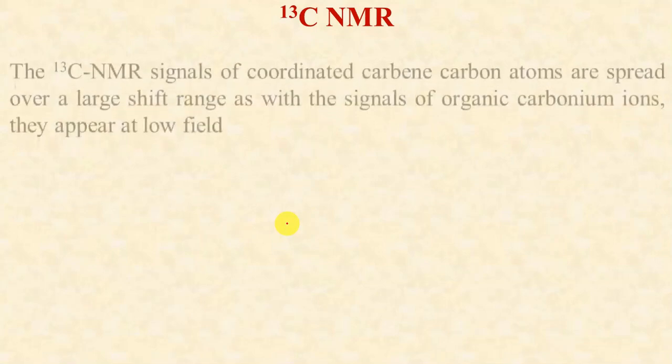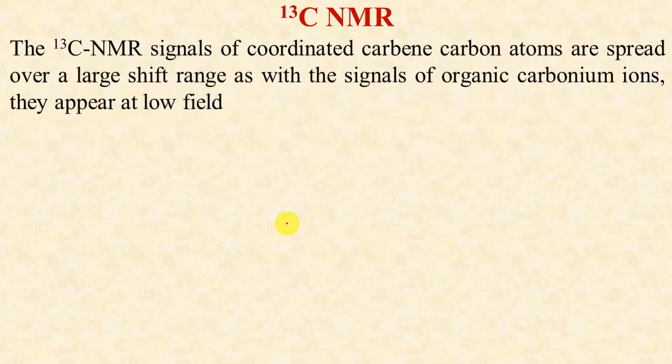Now the next technique which we can use for spectroscopic analysis of carbenes is C13 NMR. But actually this technique is not a very useful technique for explaining the structures and bonding in the case of Fischer and Schrock carbenes. And what is the reason? The C13 NMR signals of coordinated carbene carbon atoms are spread over a large shift range, as with the signal of some organic carbonium ions.